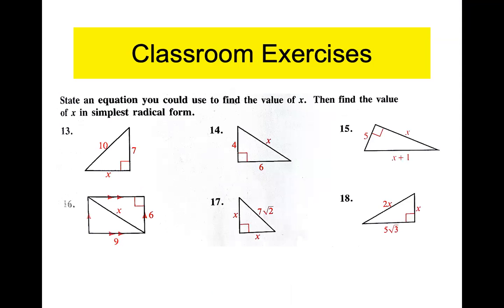This is on the classroom exercise. Go ahead, Karis, pick one. Let's do 14. All right, set it up, Bailey. 4 squared plus 6 squared. Okay. 4 squared is 16, 6 squared is 36, and x squared is still x squared. 16 and 36 is 52.